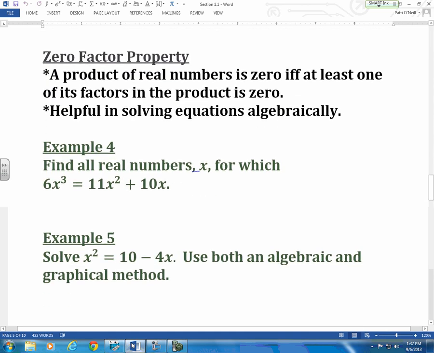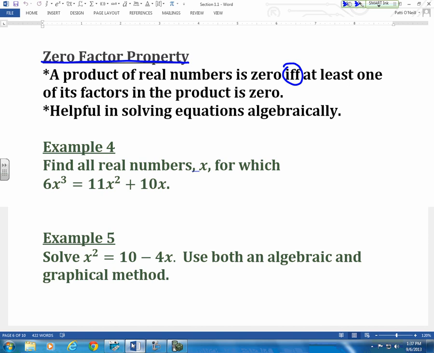Last couple things here, just for frame of reference so that as we move forward with solving equations and everything, we're all on the same page with remembering what we needed from our previous classes. This idea of zero factor property. This says, this is important, a product of real numbers is 0 if and only if, IFF is not a typo, if and only if, that means there are no exceptions, at least one of its factors in the product is 0.